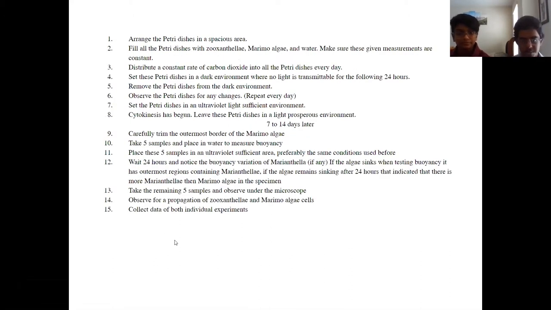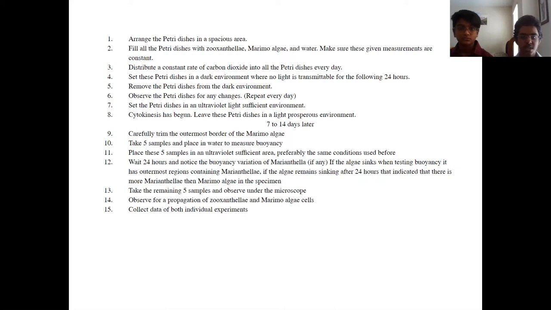What you're going to want to do first is arrange the petri dishes in a spacious area before filling them with zooxanthella, Marimo algae, and water. Make sure these given measurements are constant throughout all of the petri dishes. Distribute a constant rate of carbon dioxide into each petri dish every day. Set these petri dishes in a dark environment where no light is able to reach them for the following 24 hours. Remove the petri dishes from the dark environment and observe them for any change. Make sure to do this every day.